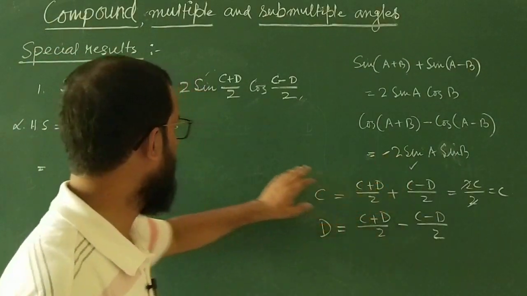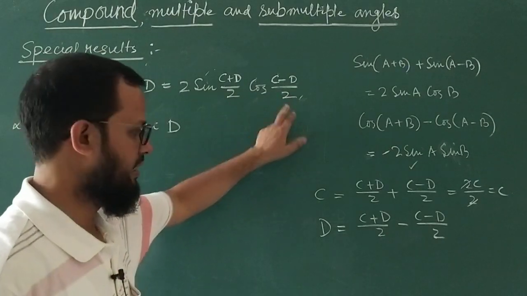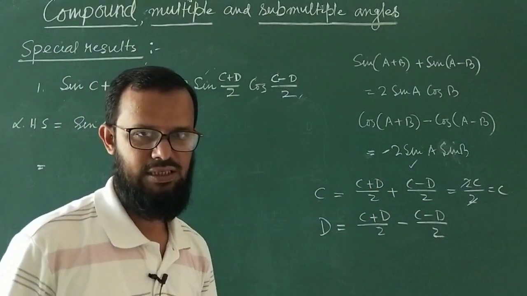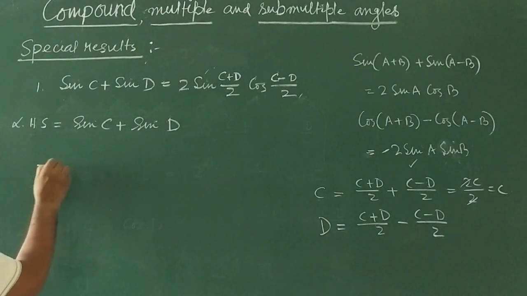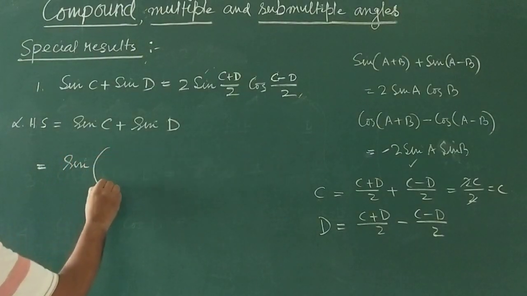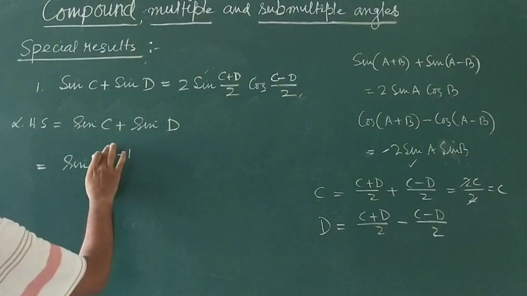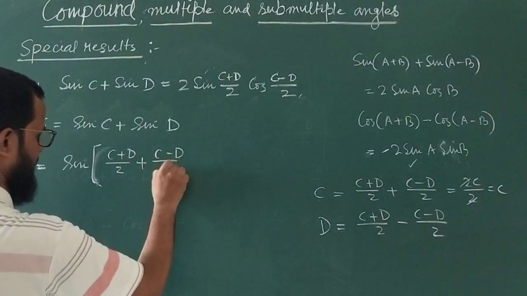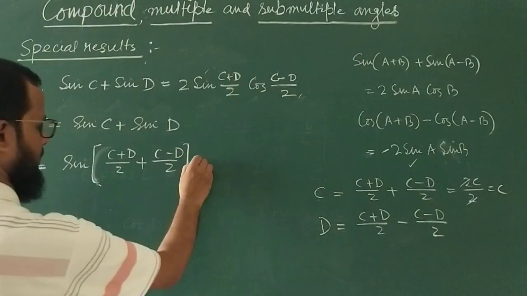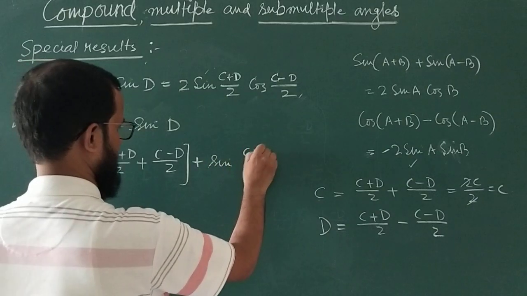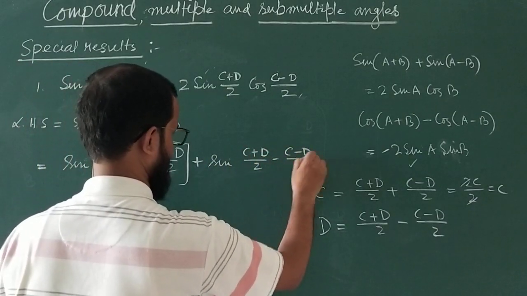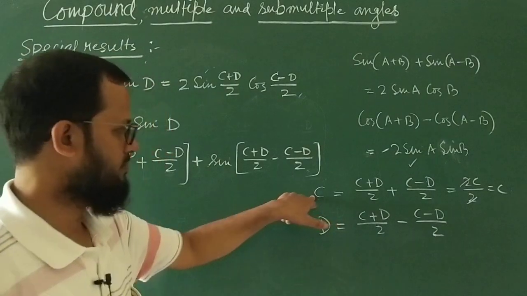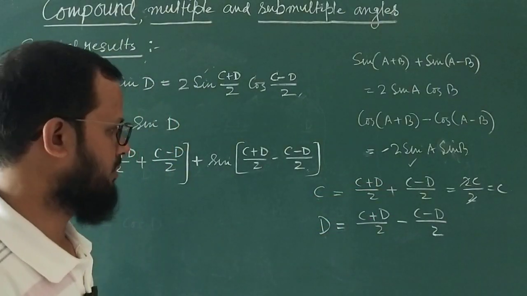Why have I represented this? Because I need these angles. I need these angles, that is why I have expressed it this way. So sin C plus sin D is equal to what? Sin of ((C+D)/2 plus (C−D)/2), this is your C, and what is D? Sin of ((C+D)/2 minus (C−D)/2). So this C is replaced by this result, and D is replaced by this result. I hope you are understanding.